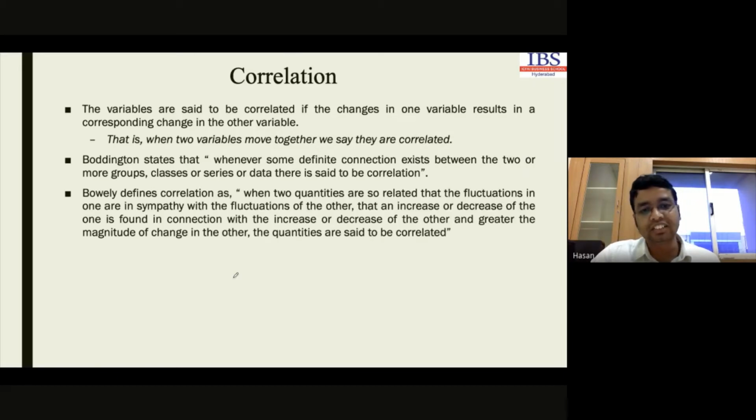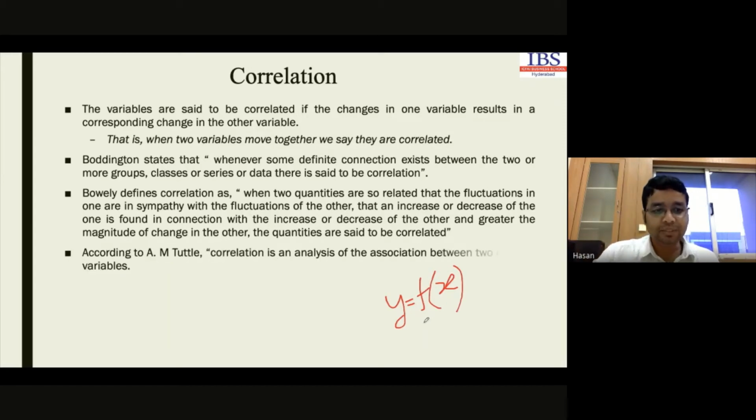Another definition: when two quantities are so related that the fluctuations in one are in sympathy with the fluctuations in the other, that means if we change the value for x, it will definitely lead to a change in the value for y. An increase or decrease of one is found in connection with an increase or decrease of the other, and the greater the magnitude of the change in the other, the quantities are said to be correlated.